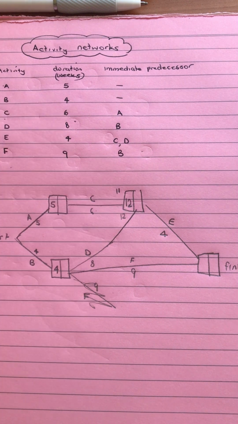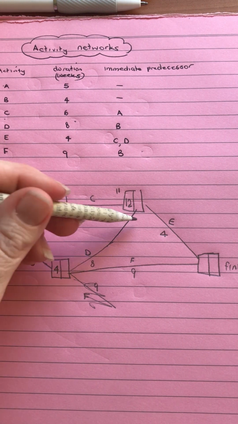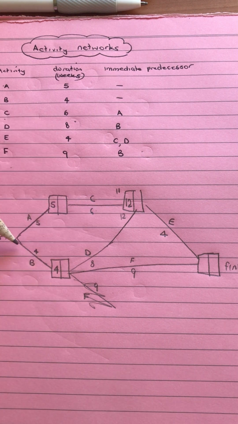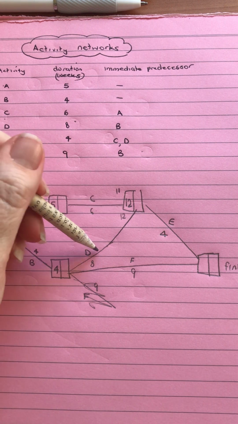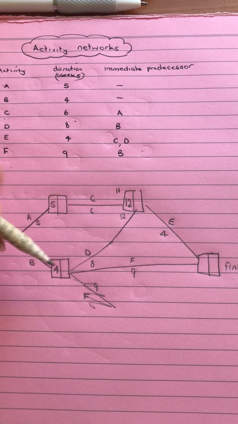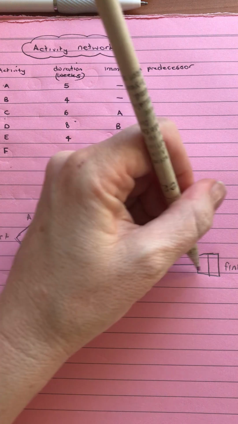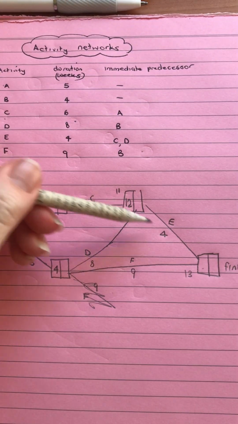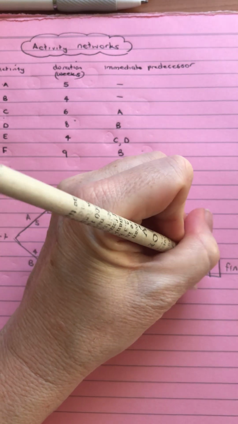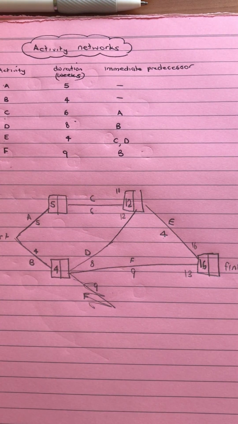So we need to write the 12 in that box, because that's the minimum amount of time it takes to complete those two tasks. You're going for the bigger number, but it's the minimum completion time. Even though that can be completed in 11, this one takes 12, so you can't start E until the C and D have been completed. Then from the 4 here, we're going to our 9. So 4 plus 9 is 13, and 12 plus 4 is 16. We put our 16 there, and that's our minimum completion time for the project.